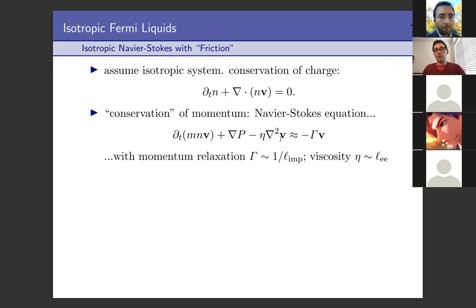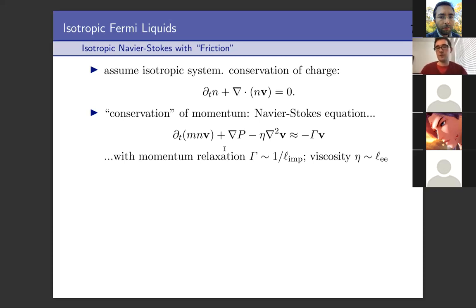Now, if there were no impurities at all, the right-hand side of this equation would be 0. And so the remaining two terms on the left-hand side, this grad p here means pressure, and eta grad squared velocity, these two terms correspond to the divergence of the momentum flux tensor, also called the stress tensor. And just like this top equation, we could think of the second linearized Navier-Stokes equation as simply a statement of momentum conservation.